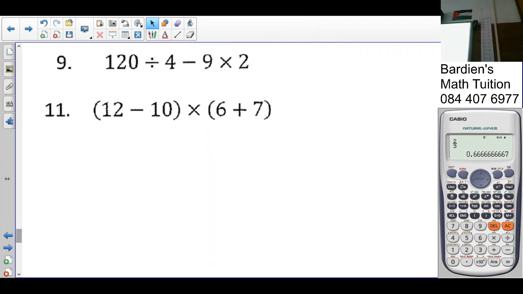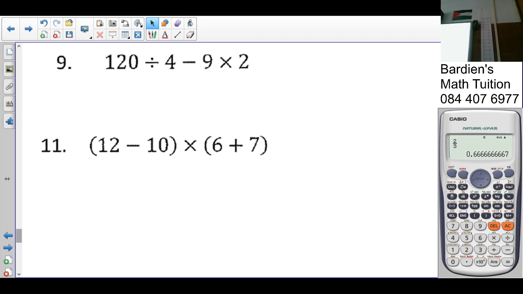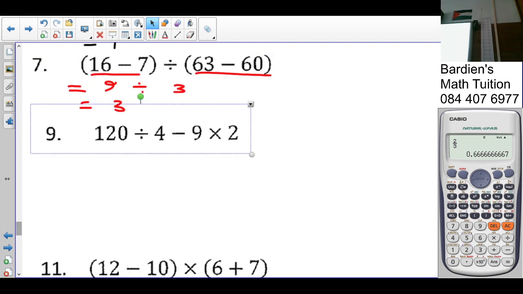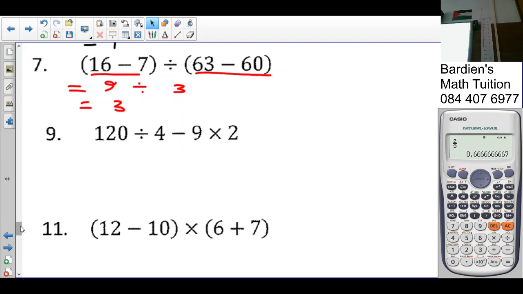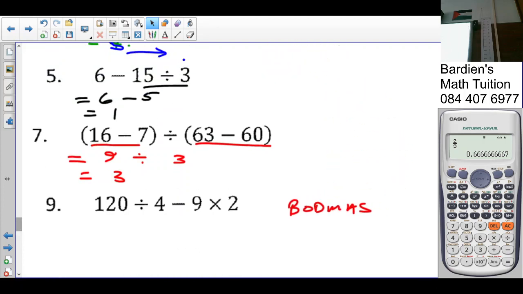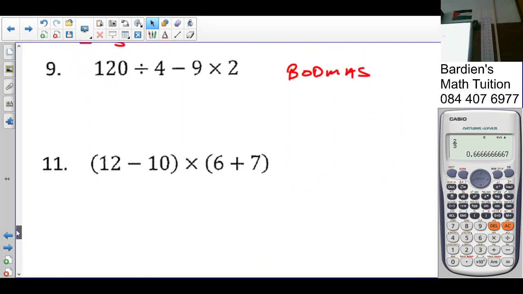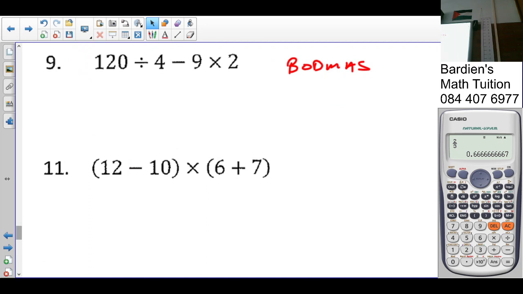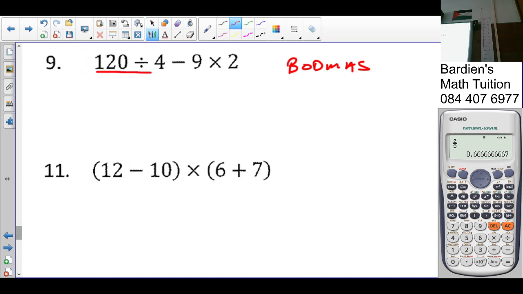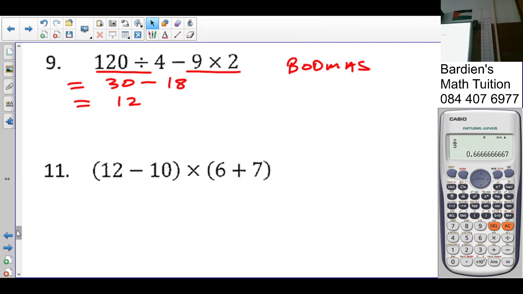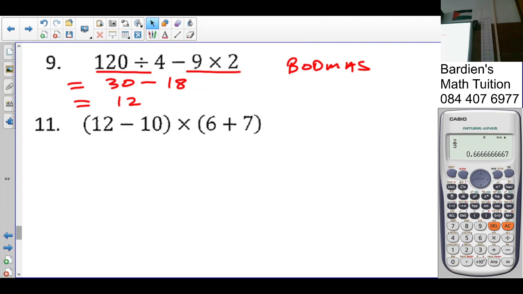Alright, let's take the next 2 up. I'll just bring the Bodmas down. Okay. Number 9, we're going to do division first and then multiplication there. 120 divided by 4 is 30 minus 18. 9 times 2 is 18. 30 minus 18 is 12. Any issues there? No?